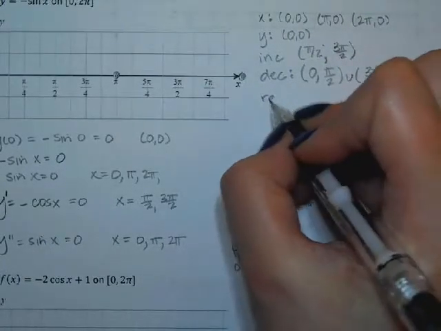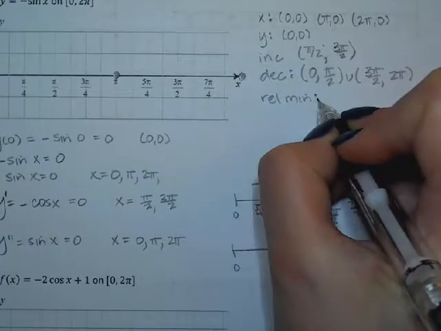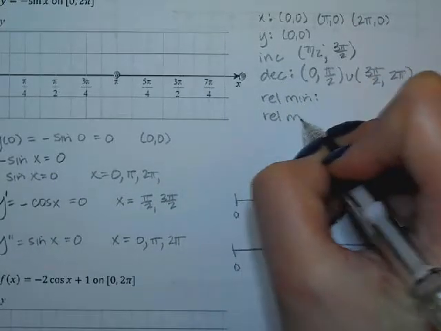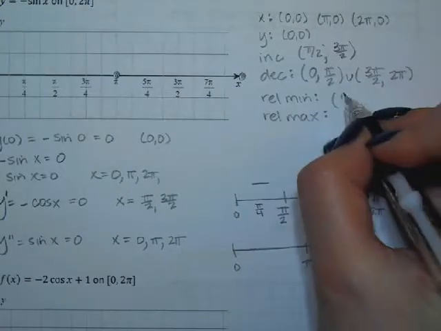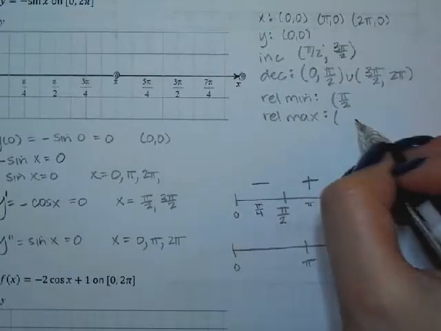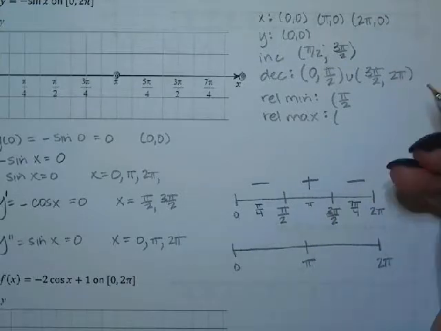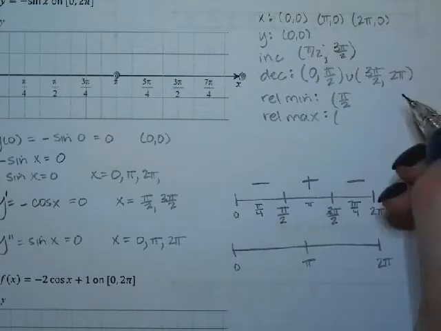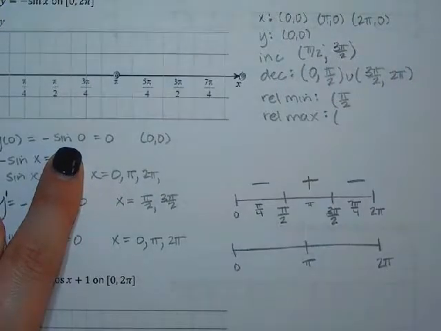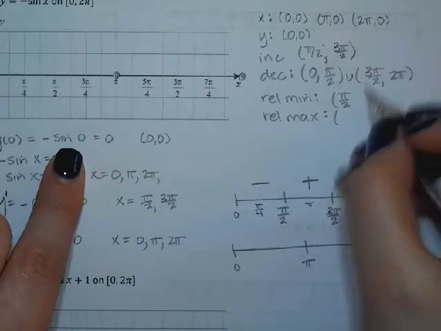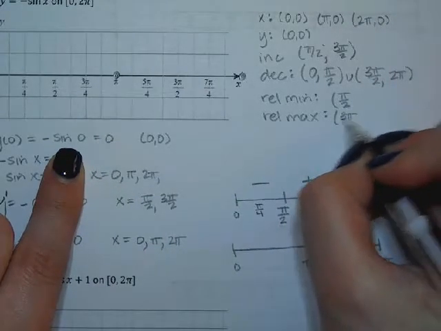Okay, so relative min, relative max, relative min is at pi halves, and oh, you plugged it in already? Don't cheat. We're doing all this. We're thinking through it. Plug it into a sine graph, it's 1.